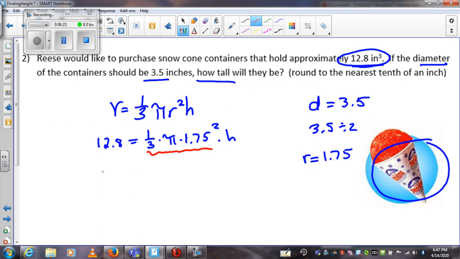So 12.8 is equal to 3.2070 h. Again, I'm going to take this out about 4 decimal places. And now I'm going to divide both sides by 3.2070.